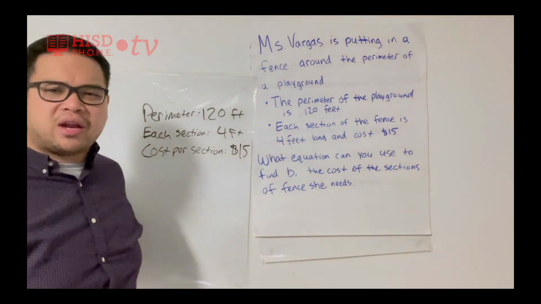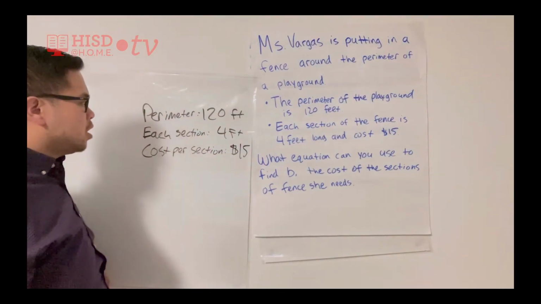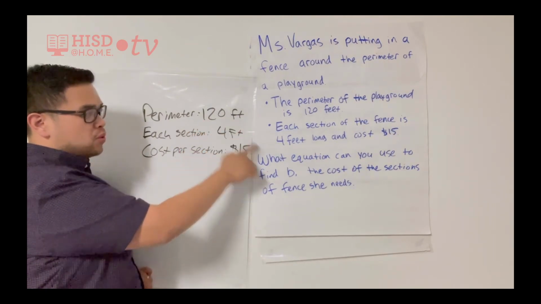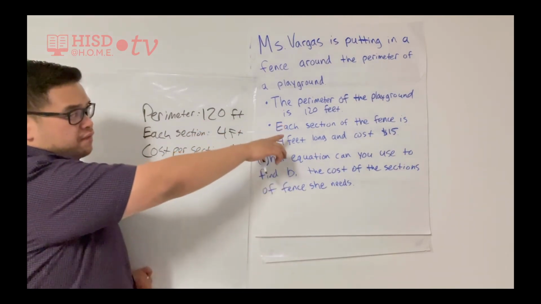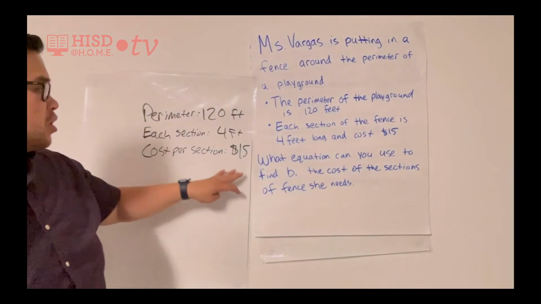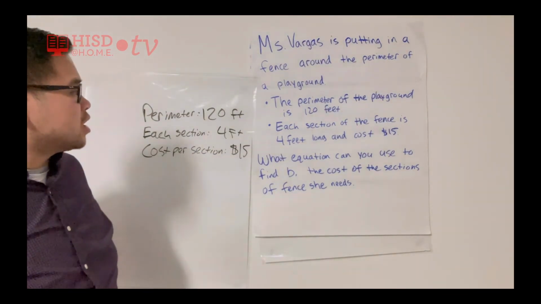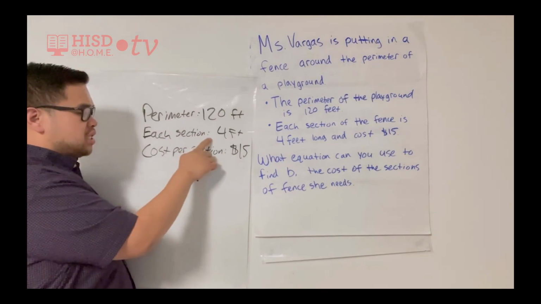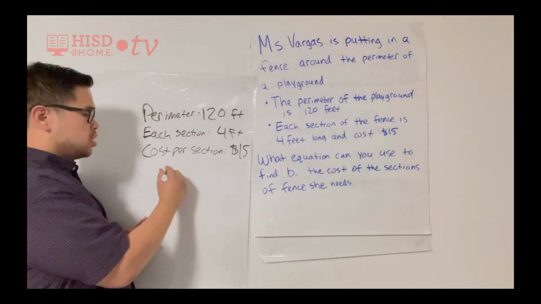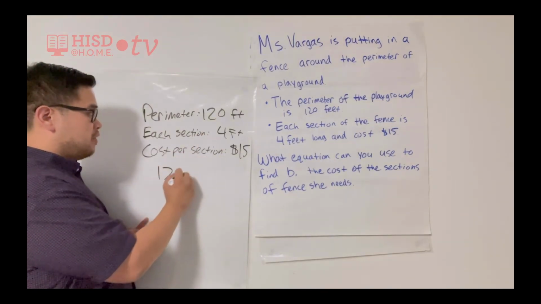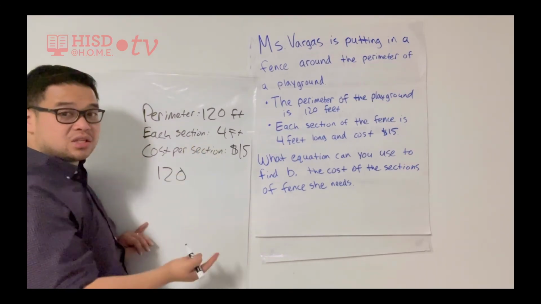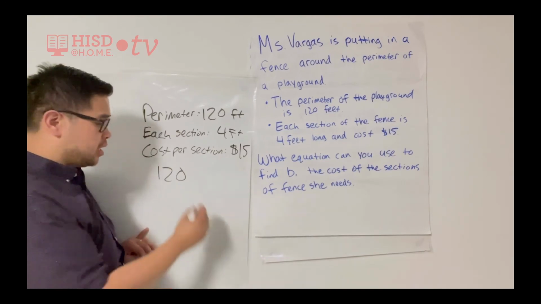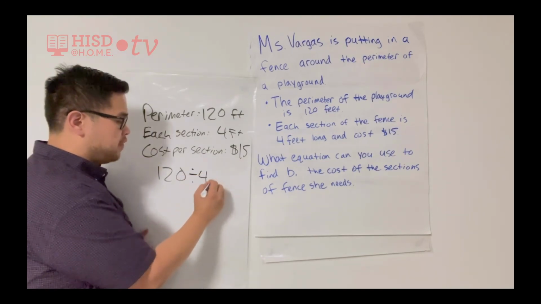So we need to find out an equation for this. So to find this equation, let's think. We know that the question is trying to find how much all of this is going to cost Ms. Vargas. So in order to do that, we have to find out how many sections there are. So we know there's 120 feet. And to find out how many sections there are, we have the total, we have 4 feet, we gotta divide by that 4 feet.